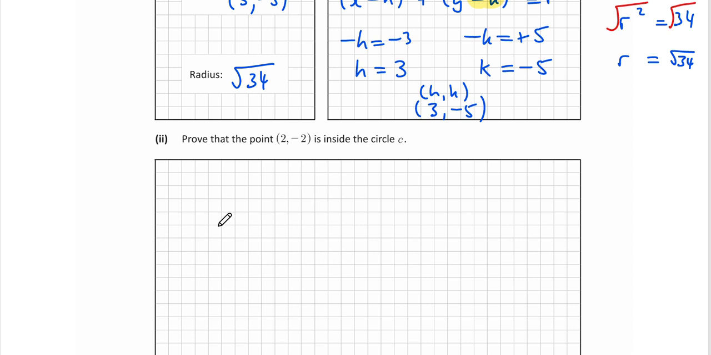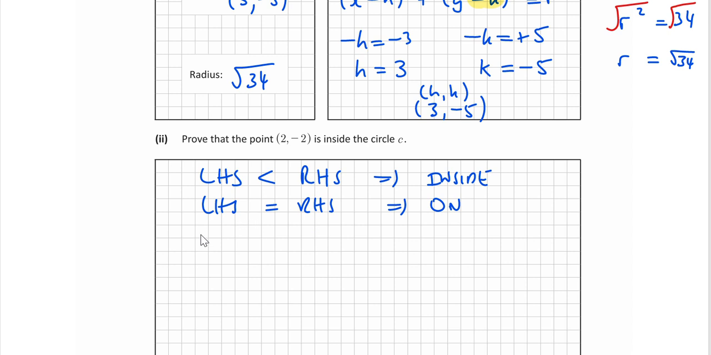Part number 2. Prove that the point (2, −2) is inside the circle. You've got three things here. If the left hand side is less than the right hand side, that means it's inside. If the left hand side is equal to the right hand side, that means it's on the circle. And if you prove that the left hand side is greater than the right hand side, that means the point lies outside the circle. So what do I mean by left hand sides and right hand sides?